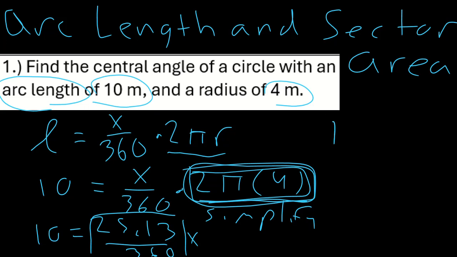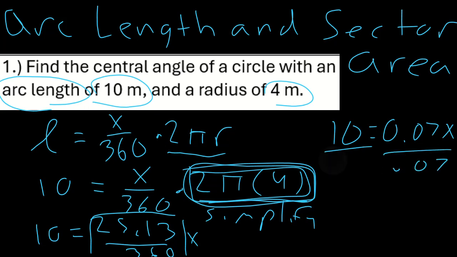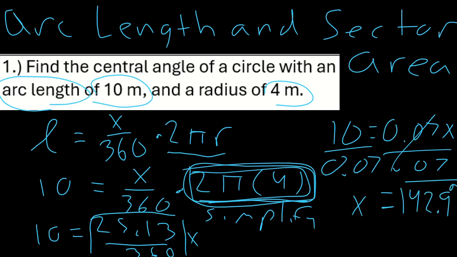Okay, so now what I have is 10 is equal to 0.07 times x, my central angle. And now all I have to do is divide both sides by 0.07. And notice I get x, which is my central angle, is 10 divided by 0.07, which is interestingly 142.9 degrees, since I ran out of room. Okay, and there you go.